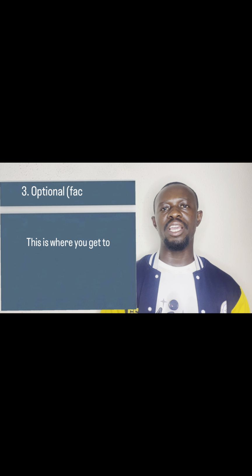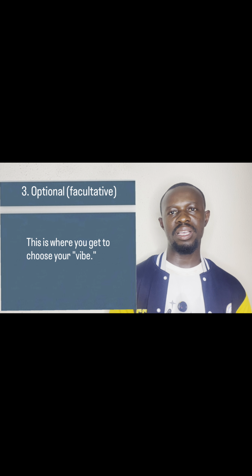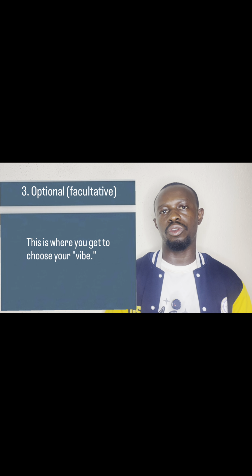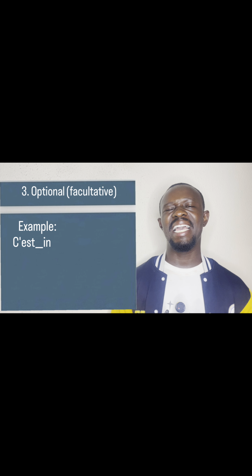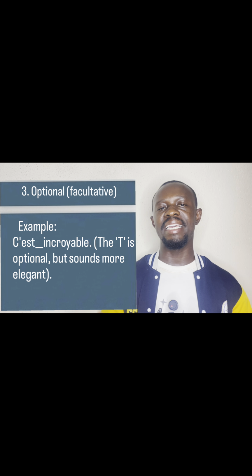Now for number 3, the optional liaison. This is where you get to choose your vibe. In formal settings or poetry, speakers use more liaisons. In casual street French, we skip most of them, and sometimes it's a choice, it's optional. For instance, you can say "c'est-t-incroyable", or you can say "c'est incroyable". So it's your choice.